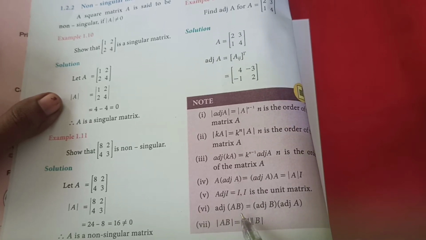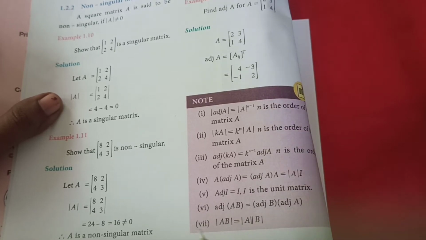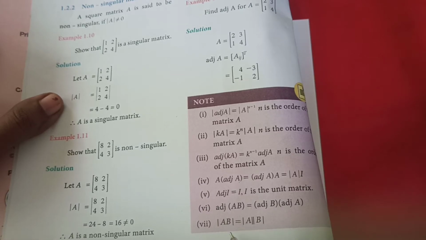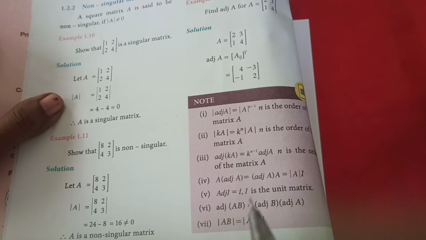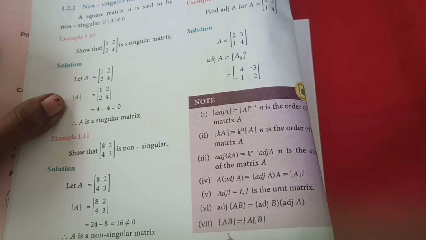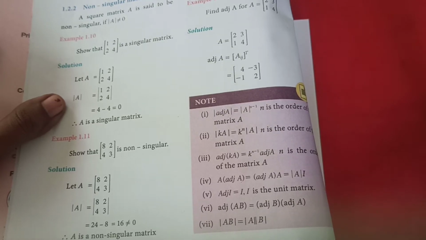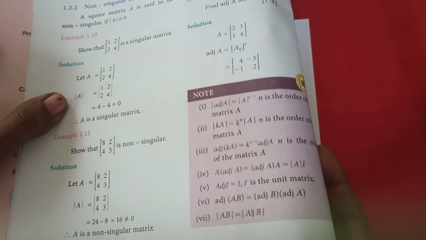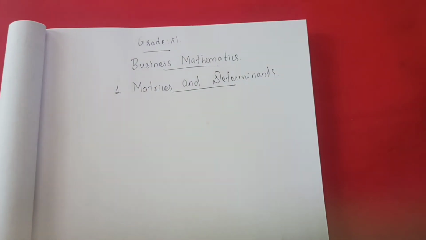Then adjoint of AB must be equal to adjoint of B into adjoint of A. Then determinant of AB is equal to determinant of A into determinant of B. If we find the determinant of A separately and the determinant of B separately and multiply them, that answer must be equal to the determinant of AB. Just go through these, sometimes there's a chance they ask them in one word. No need to take them down. Okay, let's move to the next problem.